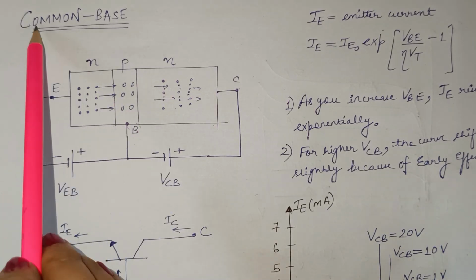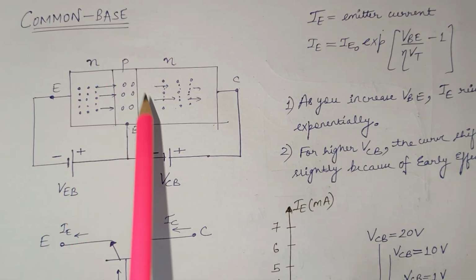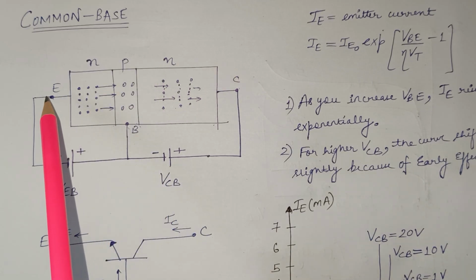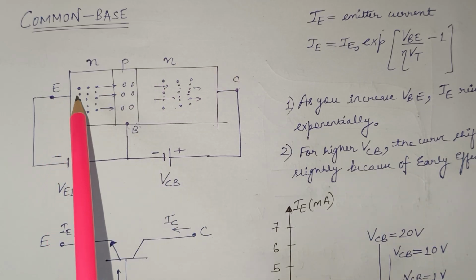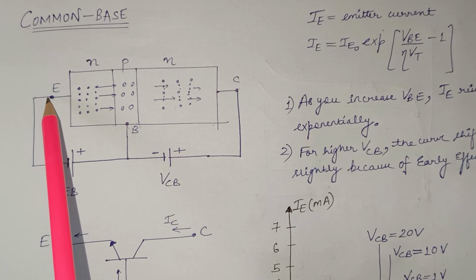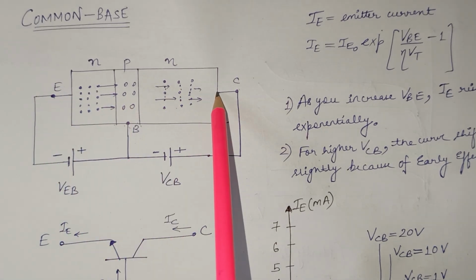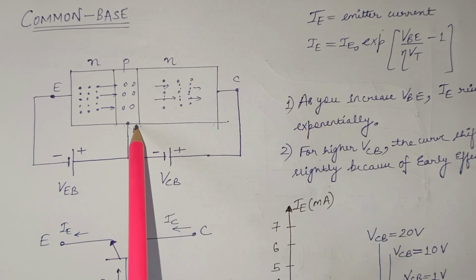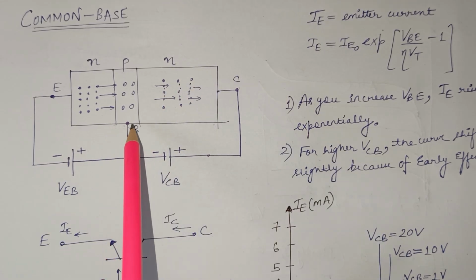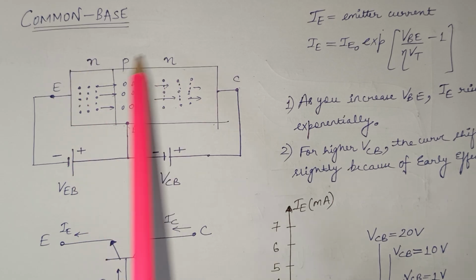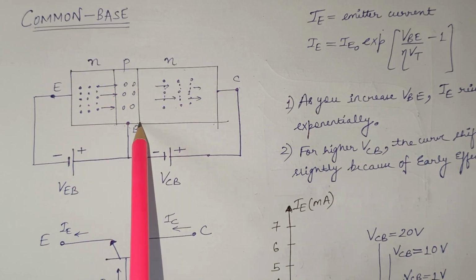So today we will learn about the common base configuration of NPN transistor. So there are basically three regions or three terminals, you can say. It has emitter, it has base, and it has collector. And the base region is made very small. You can see that the thickness of the layer which is sandwiched between these two regions is very less.